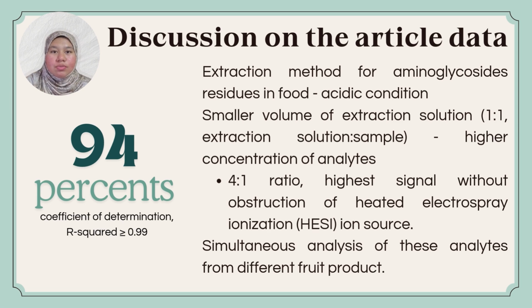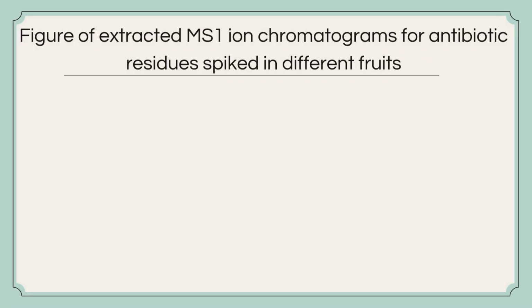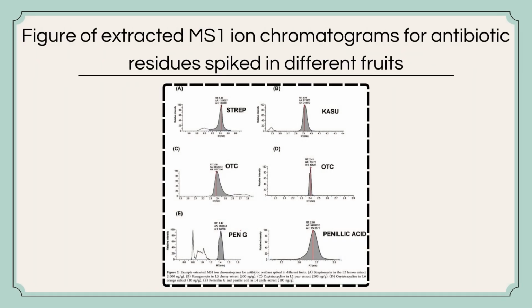This successful quantification allows the analysis of these difficult analytes in different fruit products to be done simultaneously. 94% of the curves had an R-squared value of equal to or more than 0.99. The figure shown here is the extracted ion chromatography for antibiotic residues spiked in different fruits.